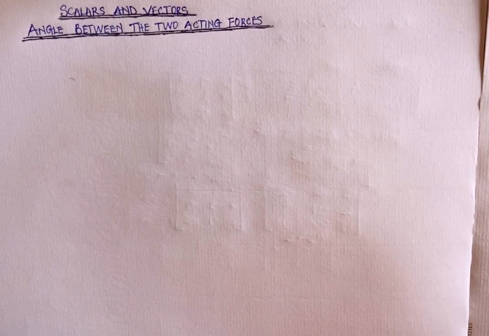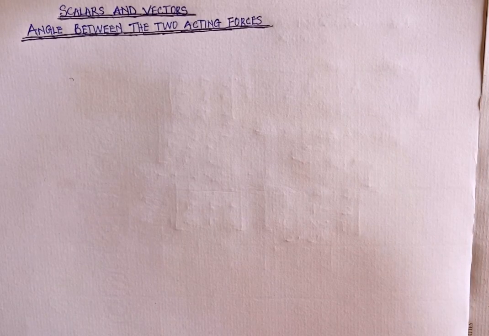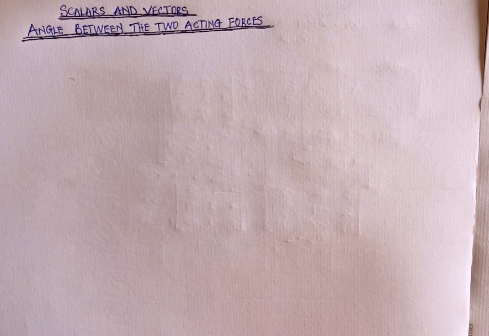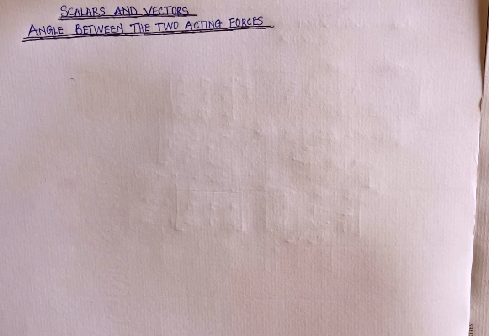Welcome to physics class. In this video, I'm talking about scalar and vector quantity. But the aspect I'm going to talk about is the angle between the two acting forces. In my previous video, I explained the algebra sum and subtraction of vector quantity. If you haven't watched that video, kindly go back and watch it right now. So the next aspect is the angle between the two acting forces.